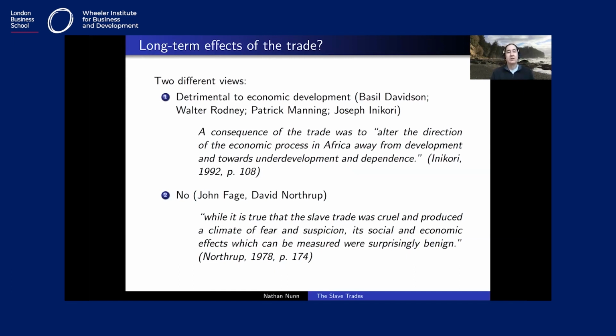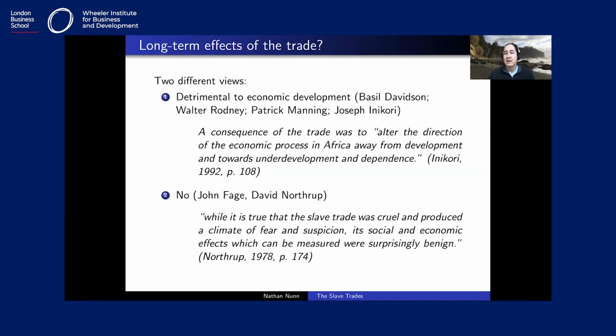He has a great quote conjecturing that the roots of modern day corruption are in the slave trade. Okay. And here's a quote from Joseph Inikori: "A consequence of the slave trade was to alter the direction of the economic process in Africa away from development and towards underdevelopment and dependence." Okay. But that wasn't the only view.